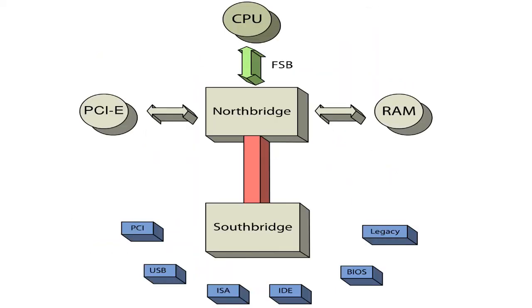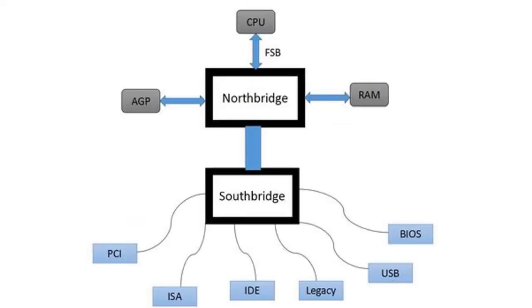The North Bridge is much faster than the South Bridge because the CPU, memory and PCI AGP are the most used and most important components of the motherboard. So the higher speed components are connected to the North Bridge and low speed components are connected to the South Bridge. Now both the North Bridge and South Bridge make these connections to various parts of the motherboard using a pathway called a bus.